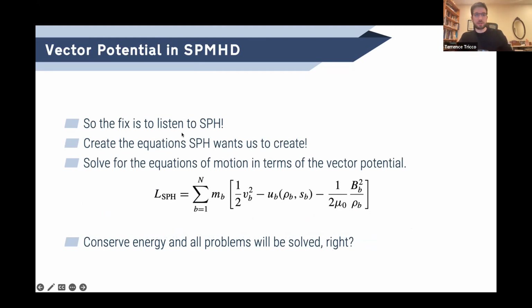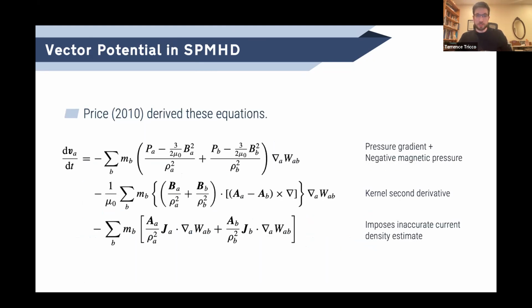So the fix here, in theory, is to listen to SPH, right? Create the equations SPH wants us to create, conserve energy, all problems will be solved. Solve for the equations of motion in terms of the vector potential, right? All problems will be solved if we do that. And this is what Daniel did in 2010. He went through this process, and you end up with basically 3 important terms. I'm assuming a constant smoothing length. You have other terms related to varying smoothing length that I'm ignoring for this talk.